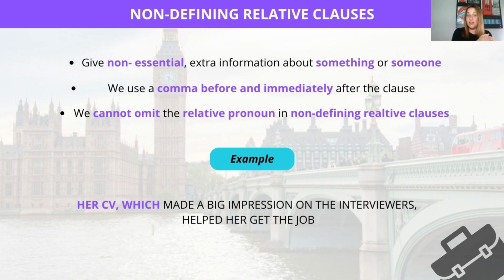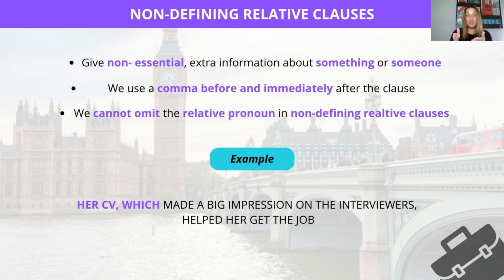So for example, her CV, which made a big impression on the interviewers, helped her get the job, right? So the question for you is, which is the main sentence in this one, the one in red? Where is the main message? Yes, the full message is: her CV helped her get the job. This is what I want to say.